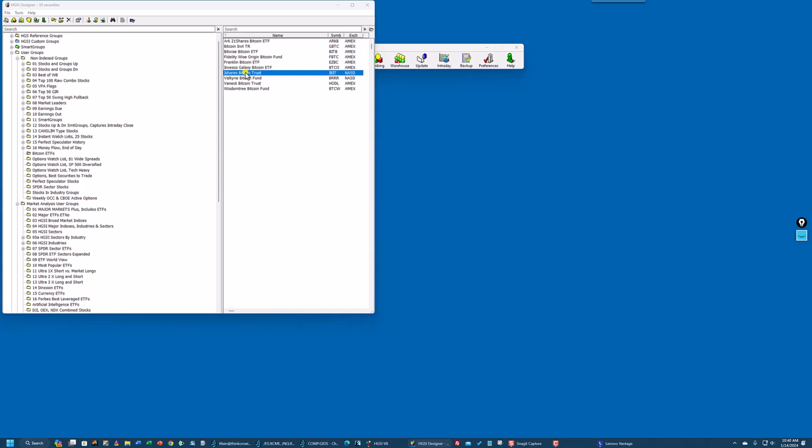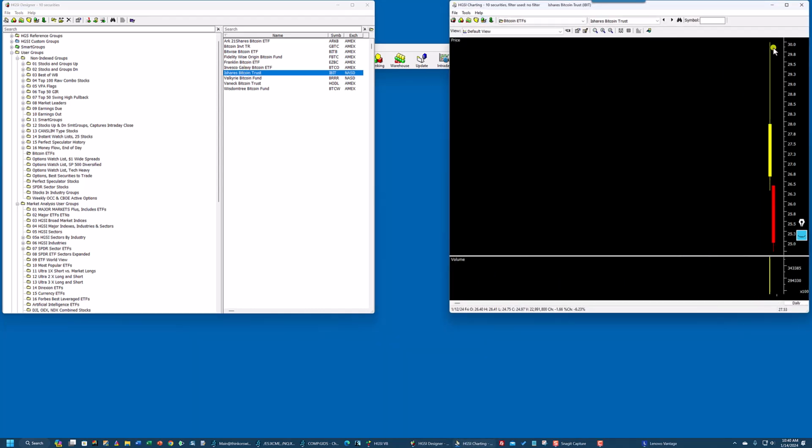How about the iShares Bitcoin Trust? Here's where it opened on Thursday, traded up to here, $30, closed here, and it's down around 25 now. Highly speculative, but I know there's a lot of interest in Bitcoin, so there's a folder for you.